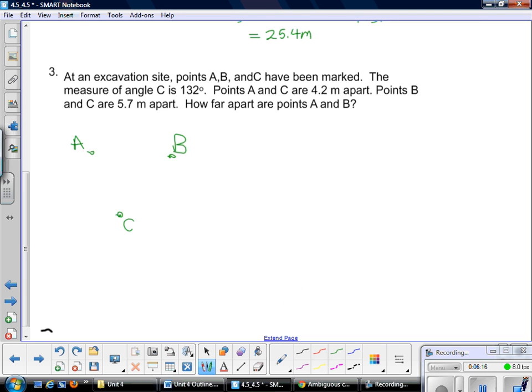Then it says the measure of angle C is 132. So that would be the next thing I would do. I'm just going to put 132. Obviously my picture is not right because that doesn't look like 132. Points A and C are 4.2 meters, and points B and C are 5.7 meters. Then it asks how far apart are points A and B.